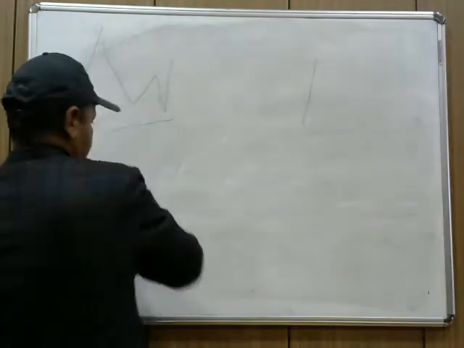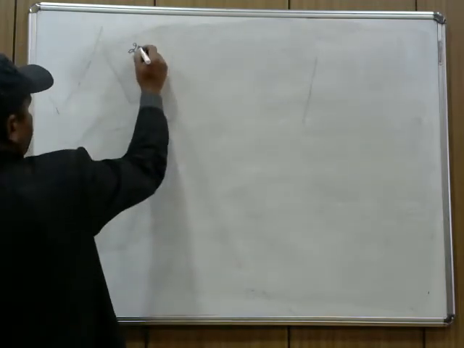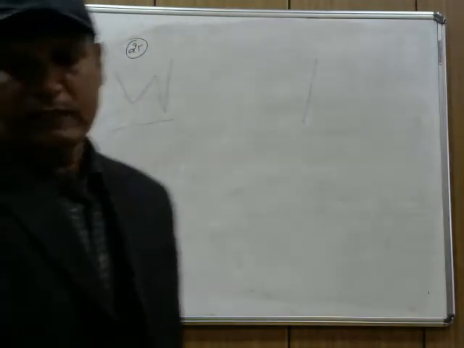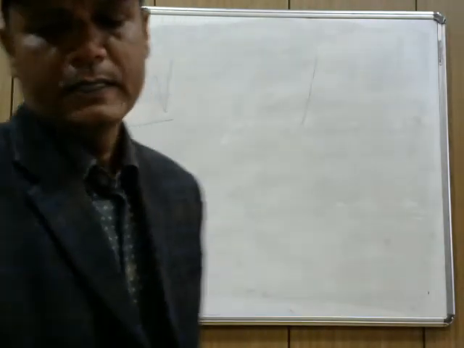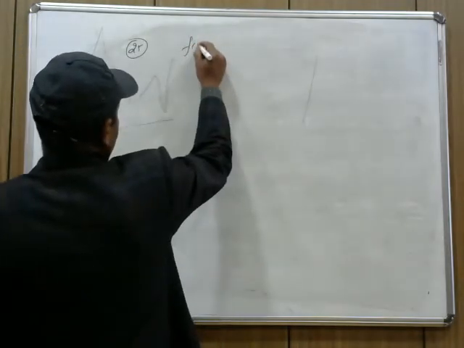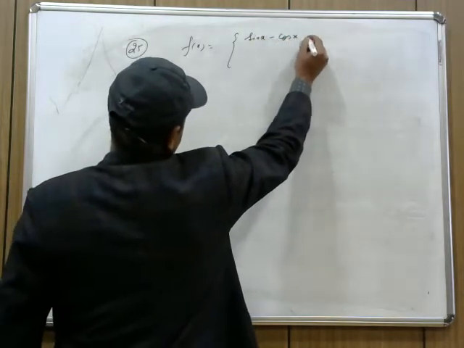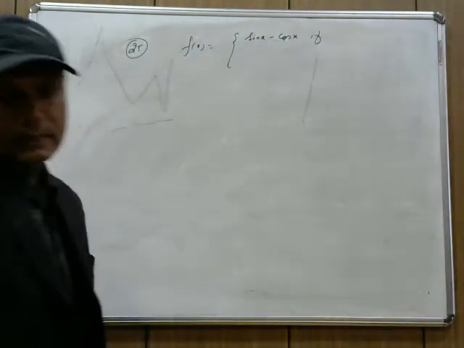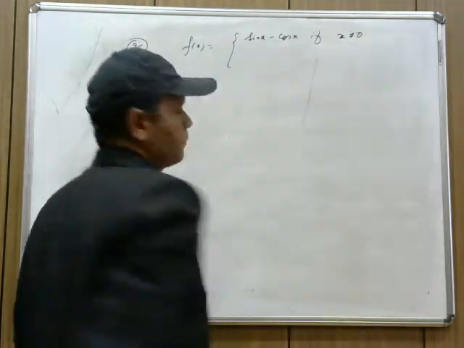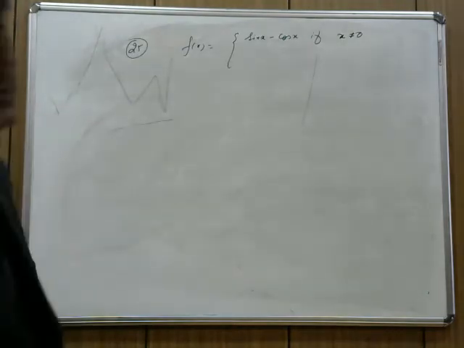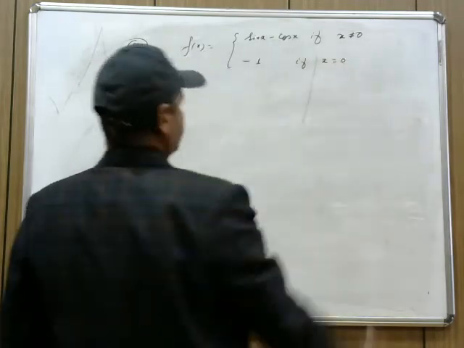Then 25. Question number 25. Examine the continuity of the function f defined by f of x is equal to sin x minus cos x if x is not equal to 0, and the second part of the given function is minus 1 if x equal to 0, right?